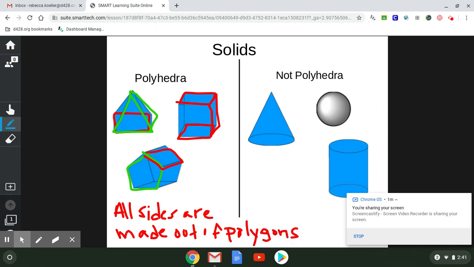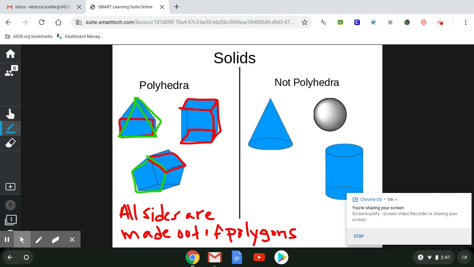Our not polyhedral shapes have circles as part of their sides. Circles are not polygons because they don't have sides. They're a continuous curve. Even the sphere has a circle, so it is not a polyhedron.